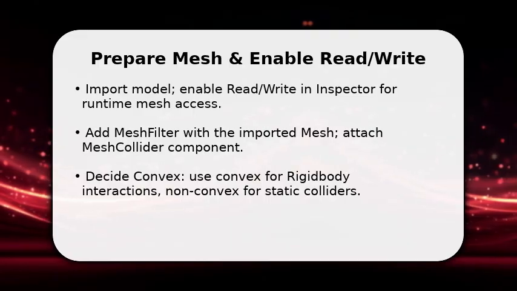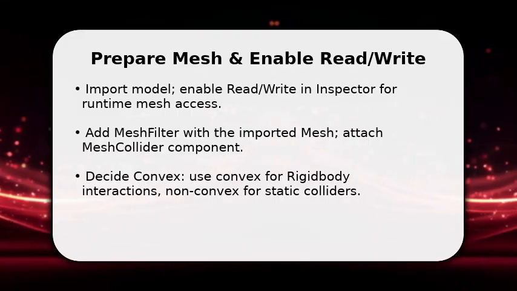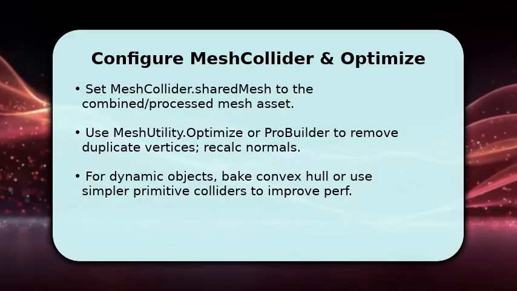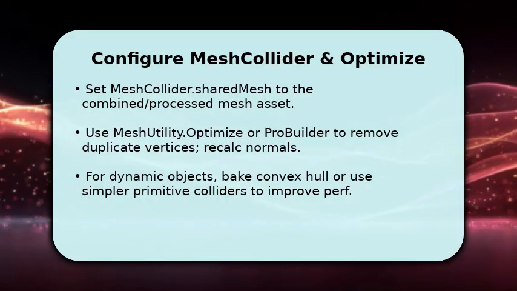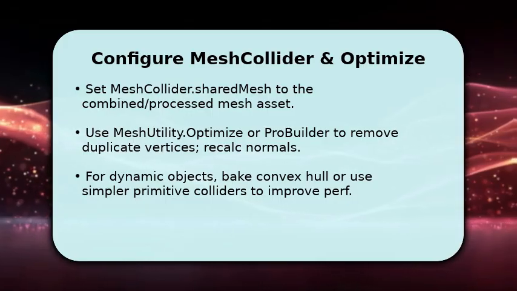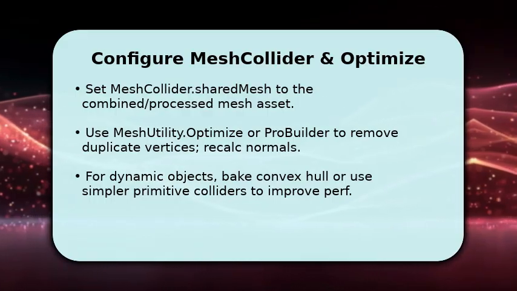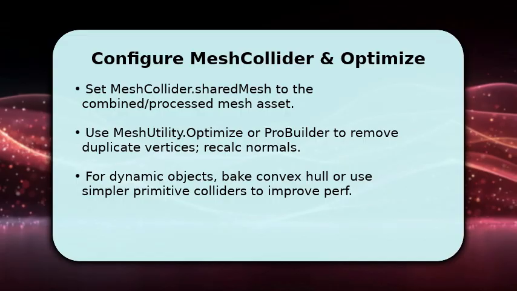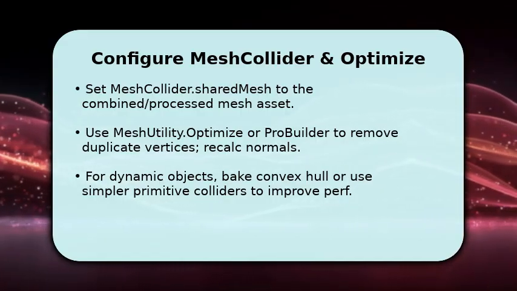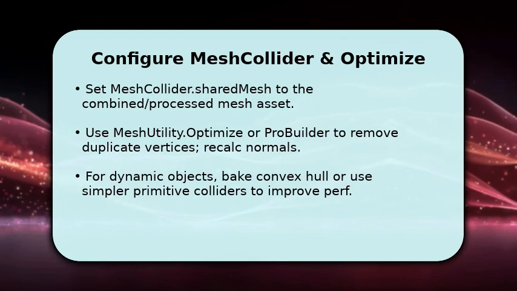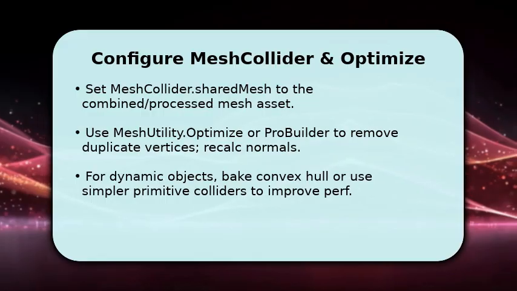Now you refine the collider. Assign Mesh Collider.sharedMesh explicitly to avoid runtime duplication and to share one mesh across instances. Make sure normals and vertex count are optimized. Remove degenerate triangles and duplicate vertices with mesh tools so collision cooking succeeds. If you need a dynamic collider, either bake a convex hull using the Mesh Collider Convex option or combine primitive colliders for complex shapes to keep physics stable.